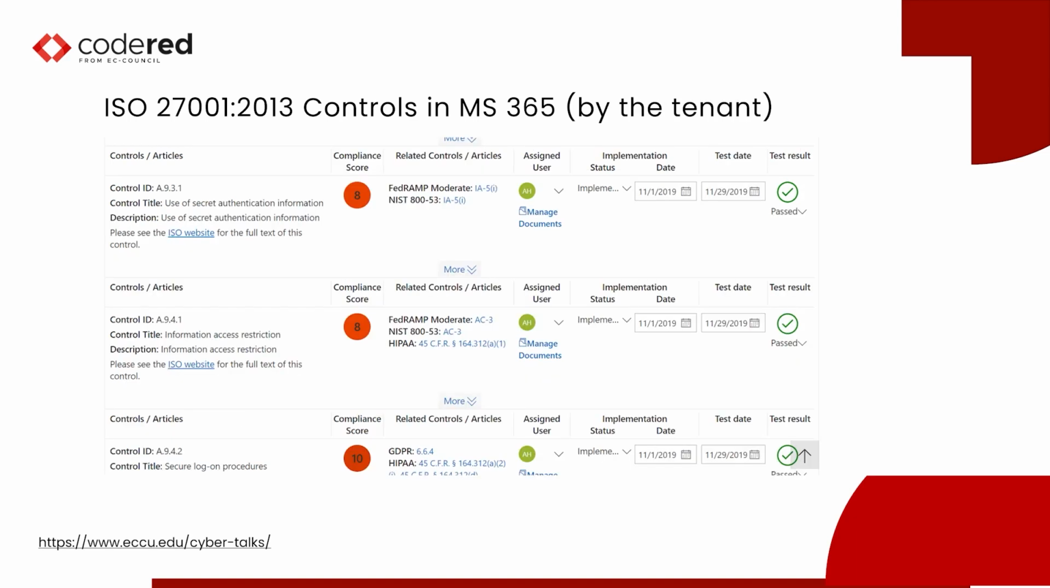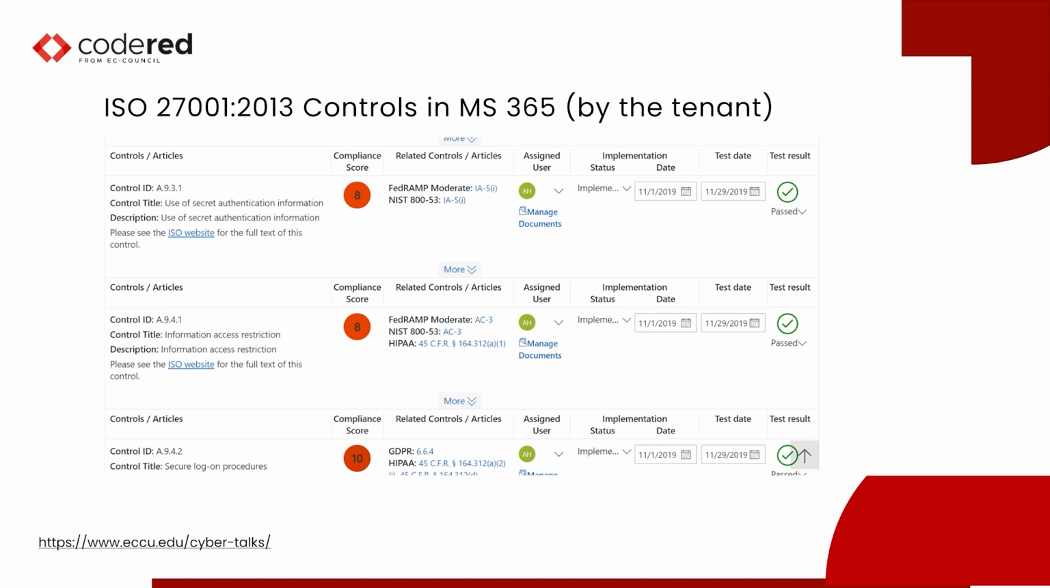By the tenant, you can see here also all the articles which are obviously important to you. So use of secret authentication information, or information access restriction, or secure logon procedures, which we already had done on the technical part by Microsoft. If we take the last one, we can also see that we have related controls even more. You can see HIPAA is also mentioned, or NIST.